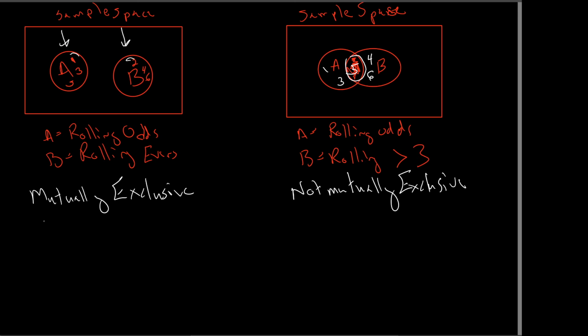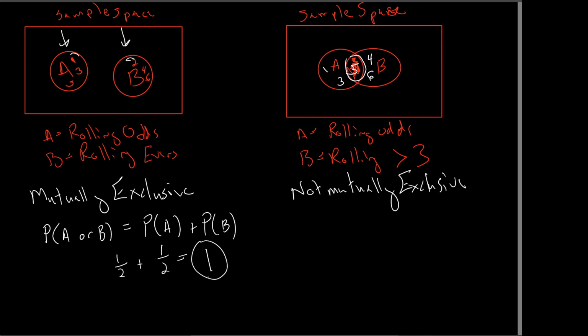And so for mutually exclusive events, the probability of A or B happening is the probability of A and B added together. And so the probability of rolling an odd is 1/2, and the probability of rolling an even is 1/2. And so the probability of rolling an odd or an even is 1. And if you think about it for a second, 1 being 100% or guaranteed, when you roll a die, you're always going to get an odd or an even, hopefully.